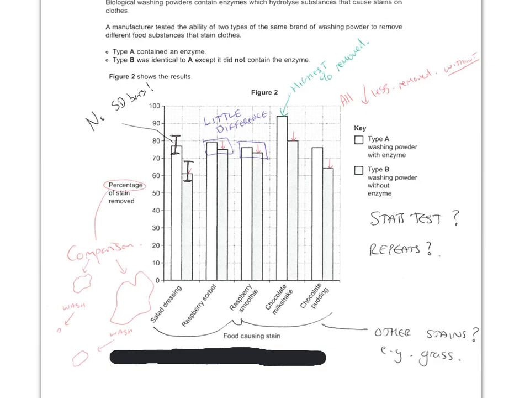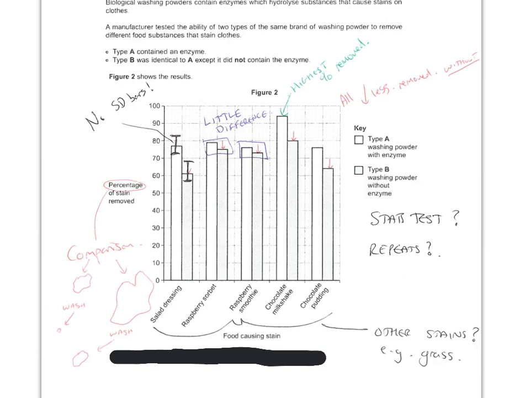Get the question: evaluate. That means we need agree points and disagree points. Evaluate: is enzyme washing powder better at removing stains? So first of all, let's see what the agree points would be. In every single one, I've done a little red arrow to represent on each of these bars, every single time less stain is removed without enzyme, or more stain is removed with enzyme, in every single type of stain. So that's an agree point.